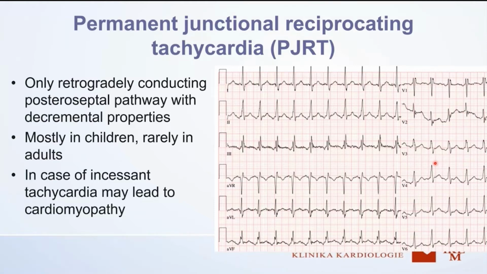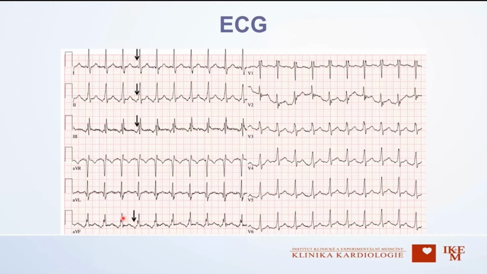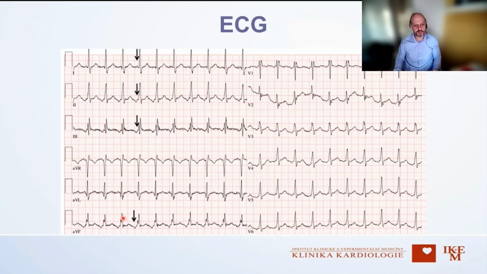A few words about permanent junctional reciprocating tachycardia. That's not that common. Typically negative P waves in II, III, aVF, slightly higher heart rate, seen in adults only rarely. It might cause incessant tachycardia, which leads to cardiomyopathy, but in adults that's not that likely. The ECG is quite self-evident for the diagnosis, especially if it's a still ongoing rhythm. Obviously, it can be atrial tachycardia from that region.